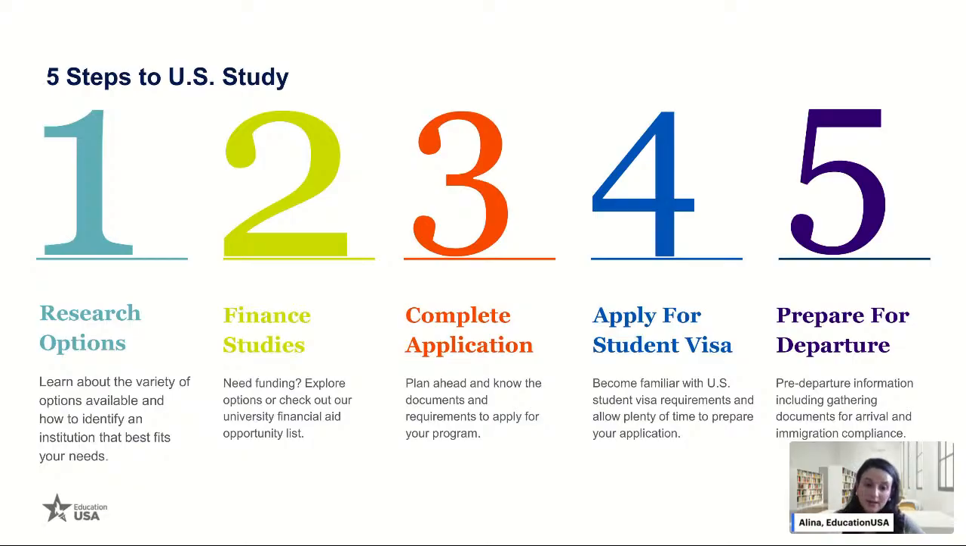Of course, the next step, after you've been accepted to a university in the US, is to apply for your student visa. Before applying for your student visa, you need your I-20 form, and that means you have already been accepted. And the last step, which is one of the most pleasant, I guess, is to prepare for your departure.